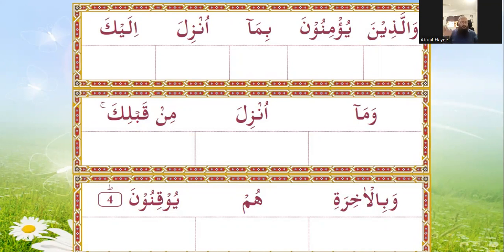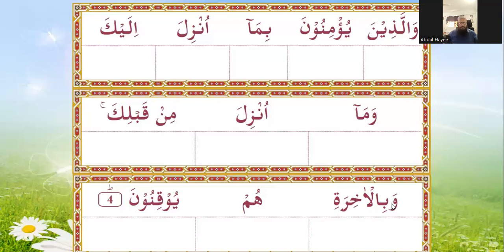Ilayhi, ilayhim, ilayka, ilayka. We did it in a table. Wa means and, ma means what. Unzila is a new word, the same repeated word. Min means from. Qablika, break it: qabl and ka. Ka means you. Qabl, though it's a new word, we may see the meaning.